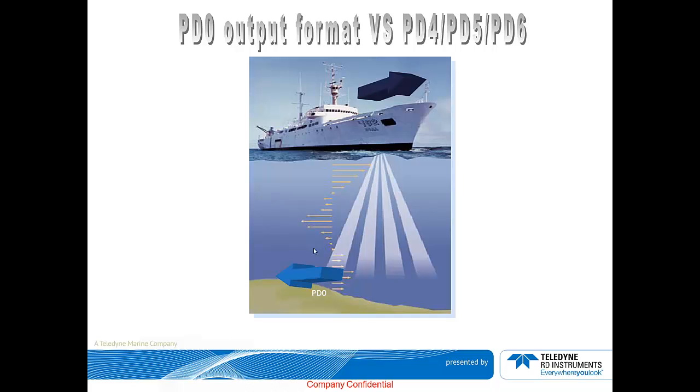However, with PD4, 5, and 6, this is not the case. The DVL assumes that the bottom is always stationary and that the vehicle is the one that's moving. So this means that if your vehicle moves north, the DVL would know that you're moving north, and so forth. Therefore, this is something that you might want to take note of when programming your systems.